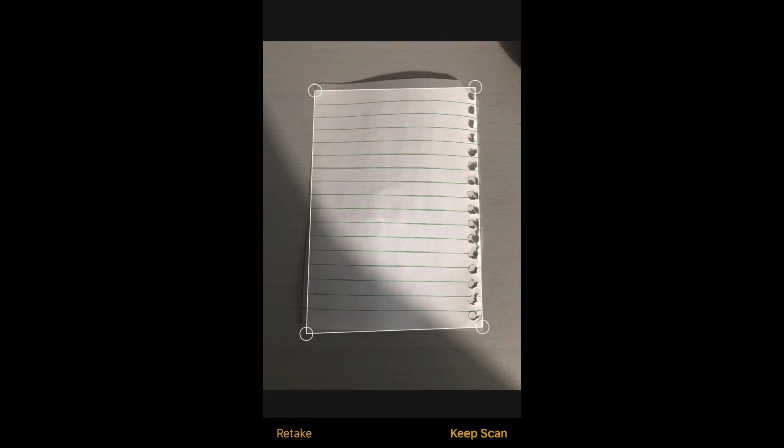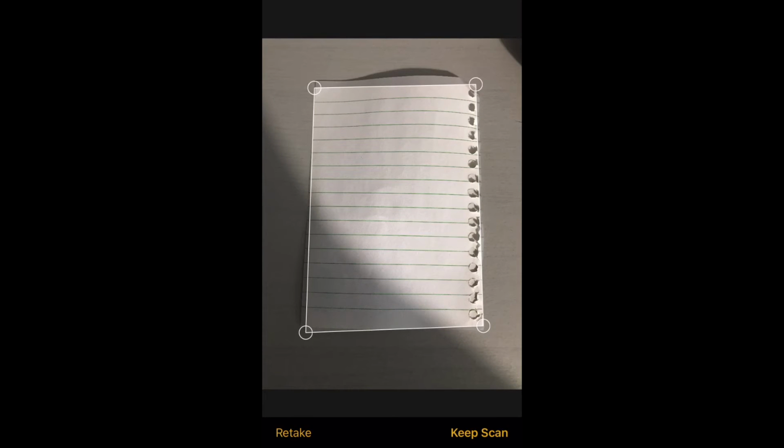Use these circles to change your crop and move them into the corners so you get a perfect scanned document like it was done by a photocopier, and also it magnifies that area of where that corner is so you get it just where the corner is. When happy with your scan document, tap Keep Scan. If not, tap Retake. And then at the bottom you have got Crop, where you can crop it.